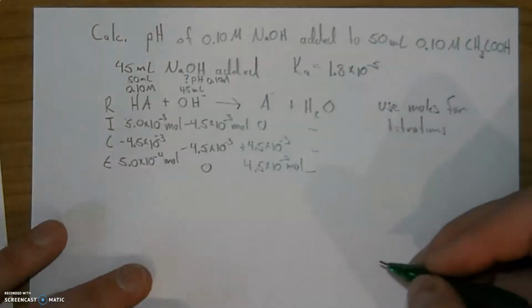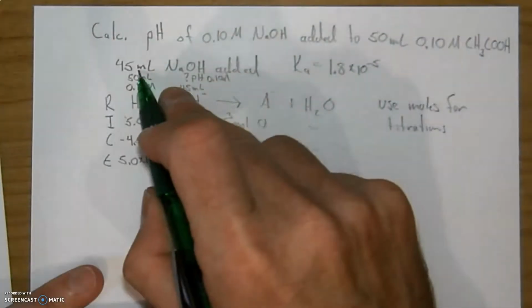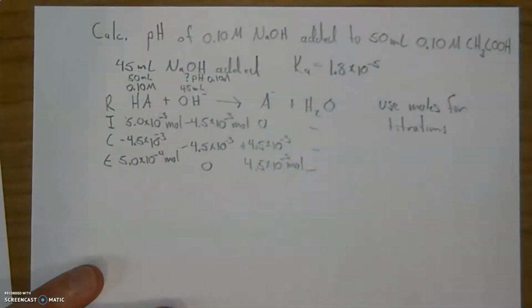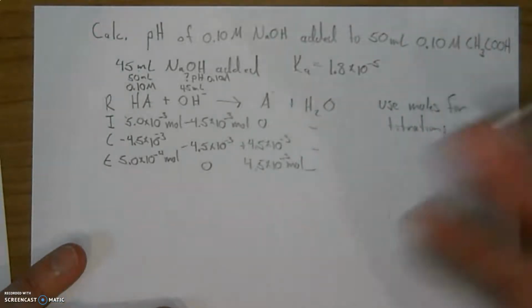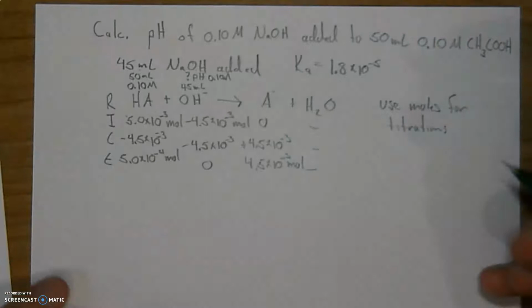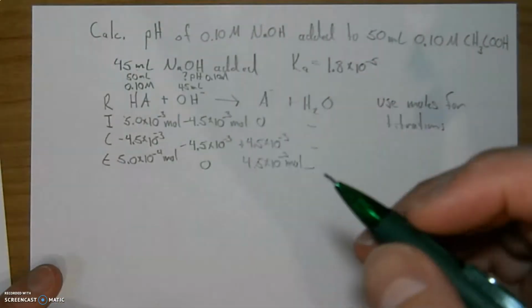Okay, now my total volume is the 45 mils of the NaOH and the 50 mils of the acetic acid. Add those two volumes up, divide by 95 mils. We'll get some new concentrations for that. So let's go ahead and take a look and see what that would be.